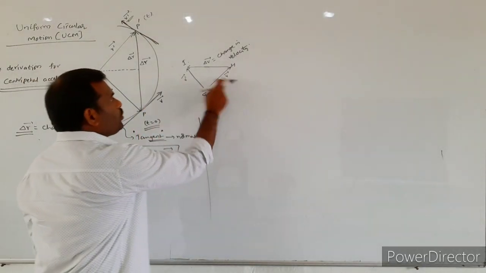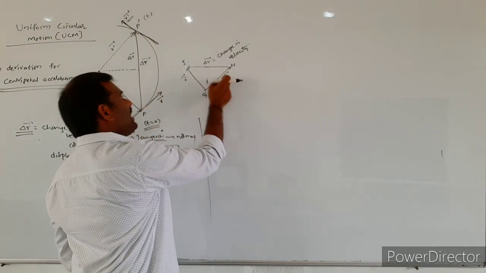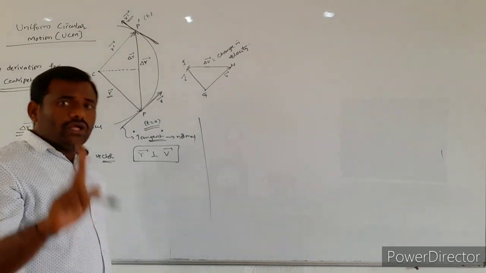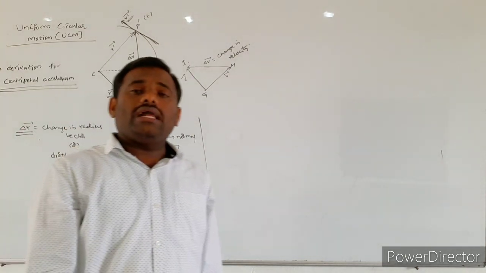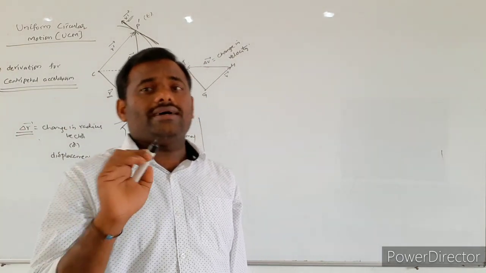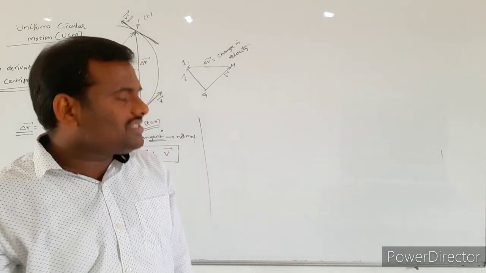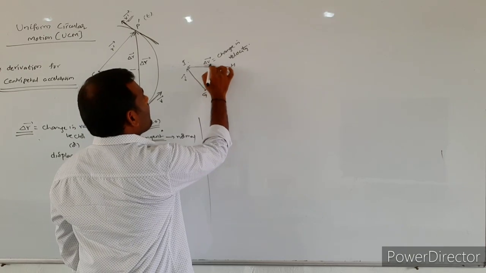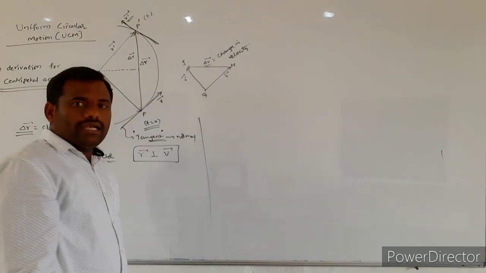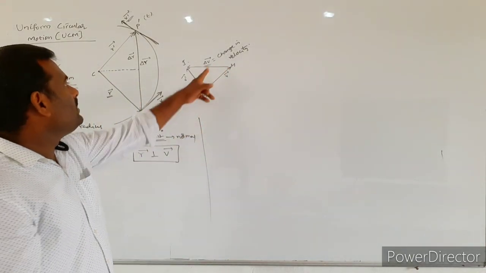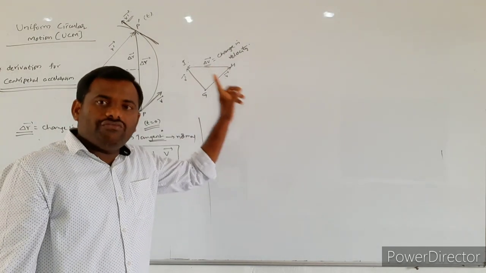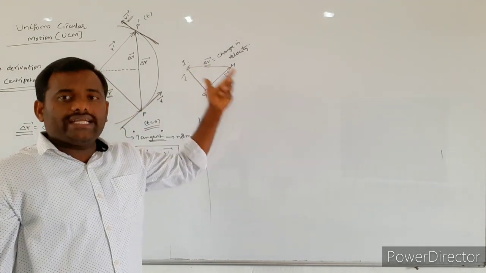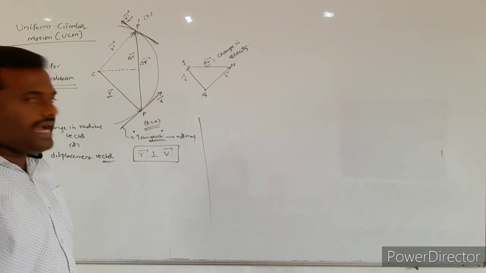Now, here two velocities are there. V bar, V dash bar indicating what? Two velocities. I want to calculate the change in velocity. From this given triangle, delta V bar is indicating what? Change in velocity of V bar, V dash bar.